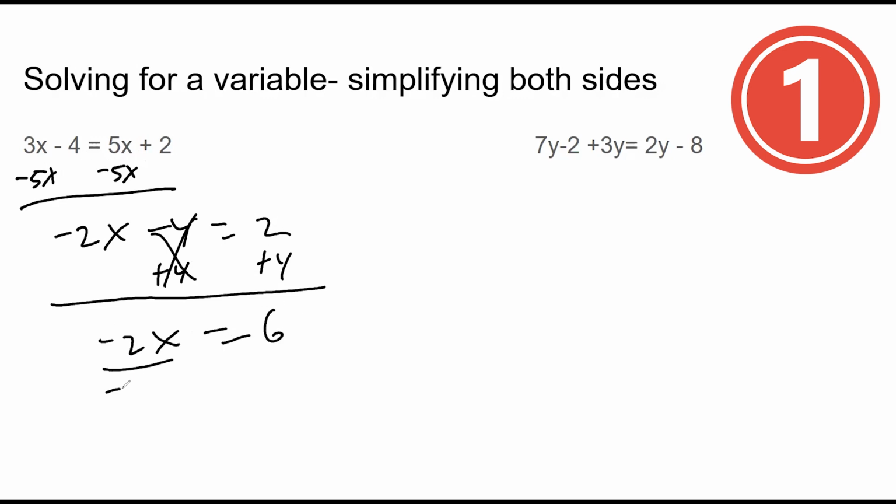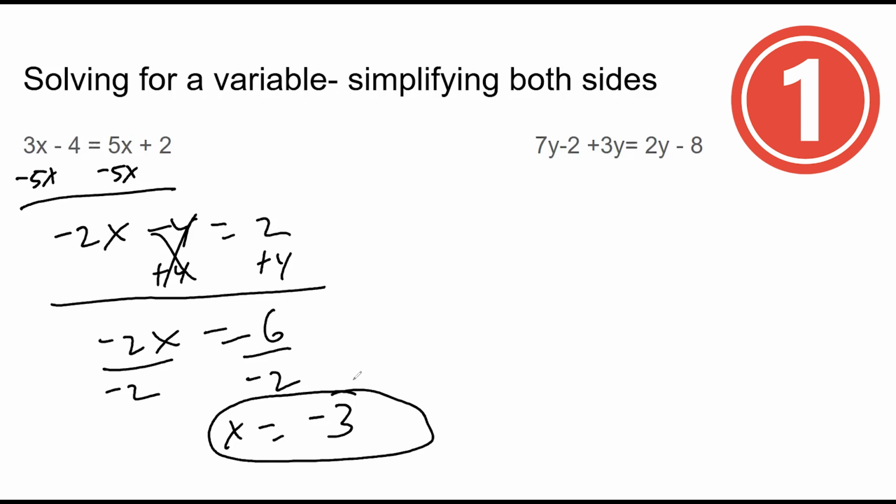Here I'm going to divide by -2 because it's the same thing to get 1x. And I get x equals -3. 6 divided by -2 is -3.